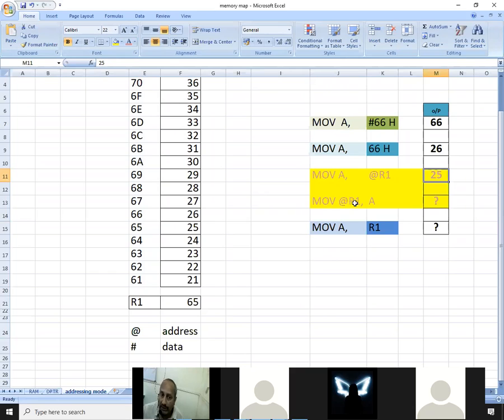ऍड्रेस ऑफ R1. म्हणजे R1 मध्ये जो ऍड्रेस आहे 65, म्हणजे this 25 is again replaced by this 25. इथं आता सेमच डेटा आहे त्यामुळं 25चं 25 राहतं. But if it was different, then the data here, 25, will get replaced by the content of accumulator. असा ह्या इन्स्ट्रक्शनचा अर्थ आहे.